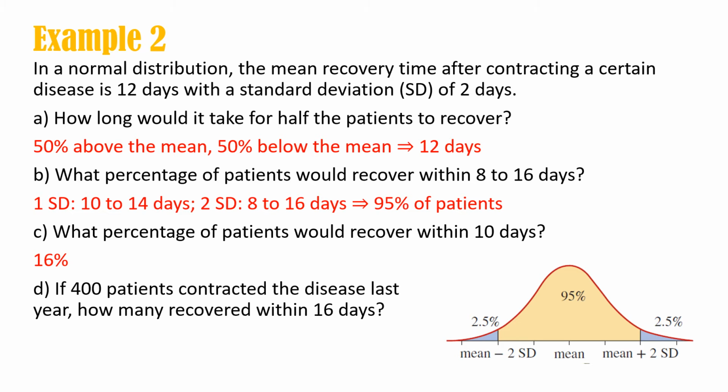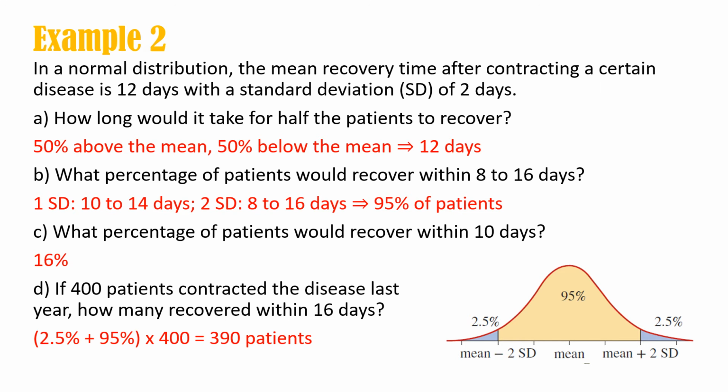So it's going to be that 95% in the middle plus the 2.5% on the left, because all of that is less than 16 days. So we're going to do 95 plus 2.5. So that's going to give me 97.5%. But then I need to work out what is 97.5% of 400 patients. Right, so 2.5% plus 95%.